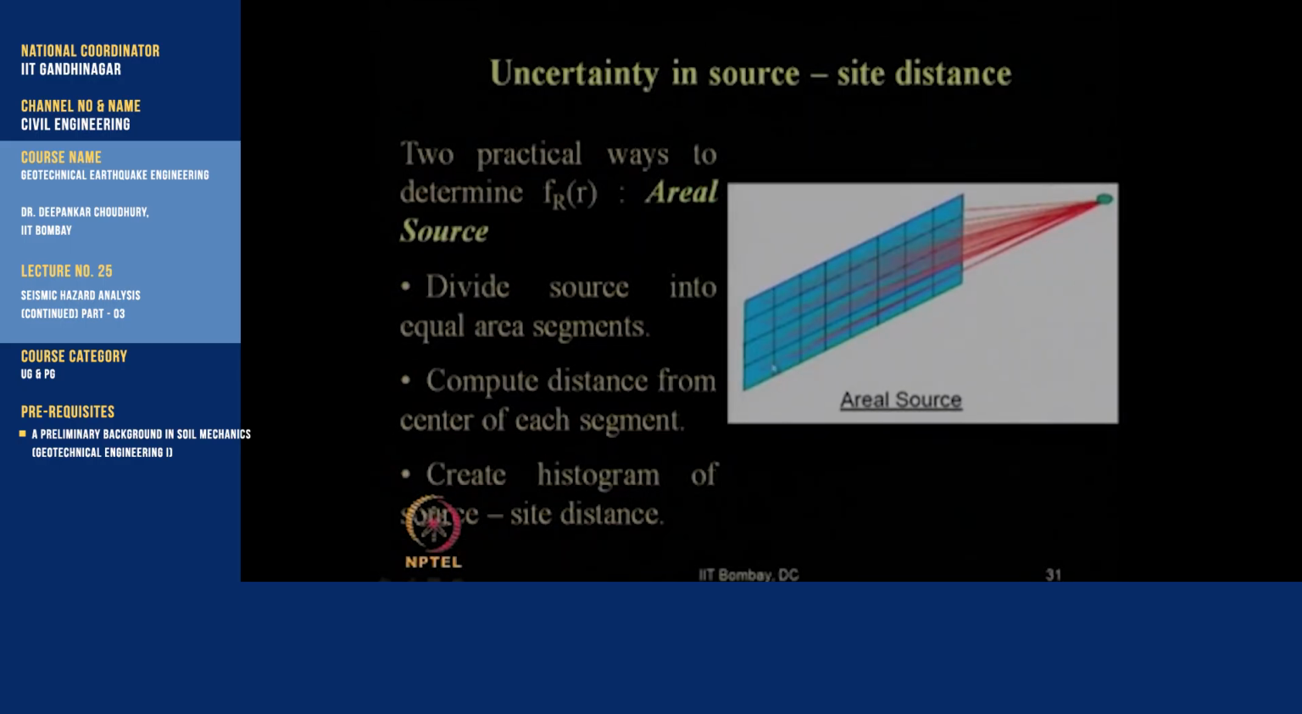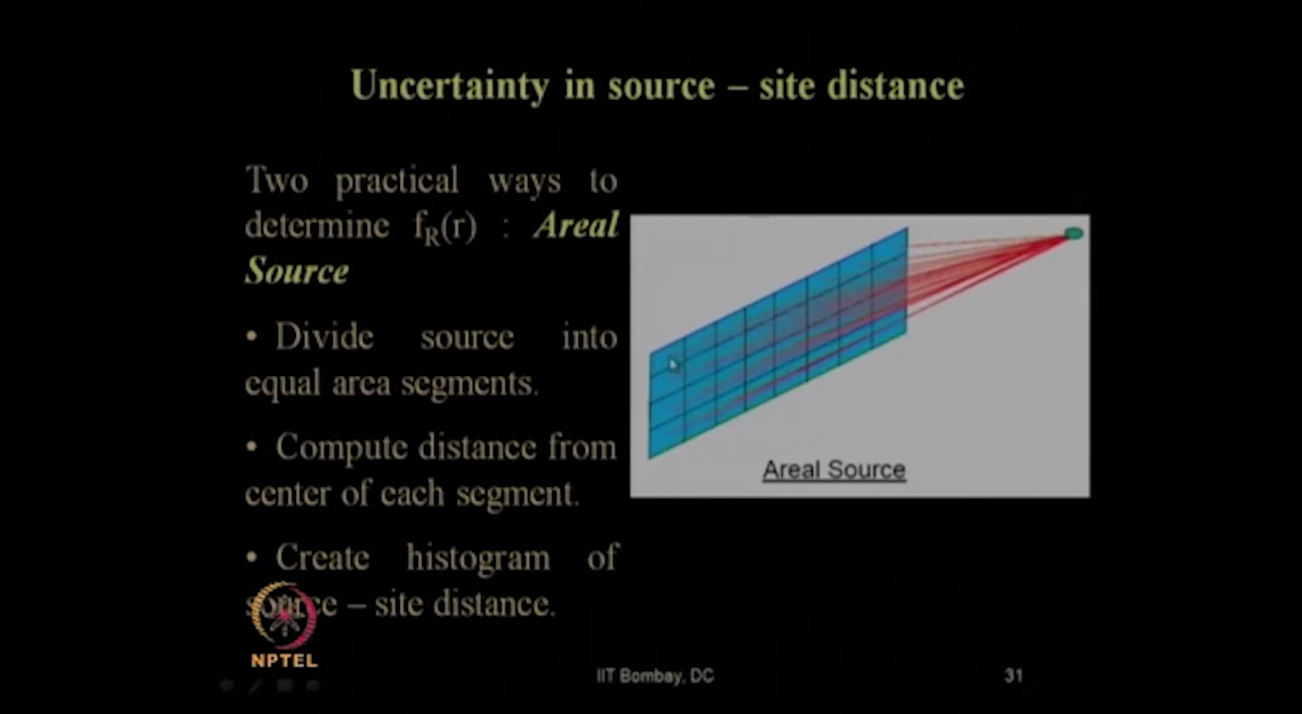Similarly, for an area source, what do we do? We subdivide the area source into smaller segments of equal area, like this, and compute the distance from the center of each segment to that site. And finally, you again create the histogram of source to site distance.